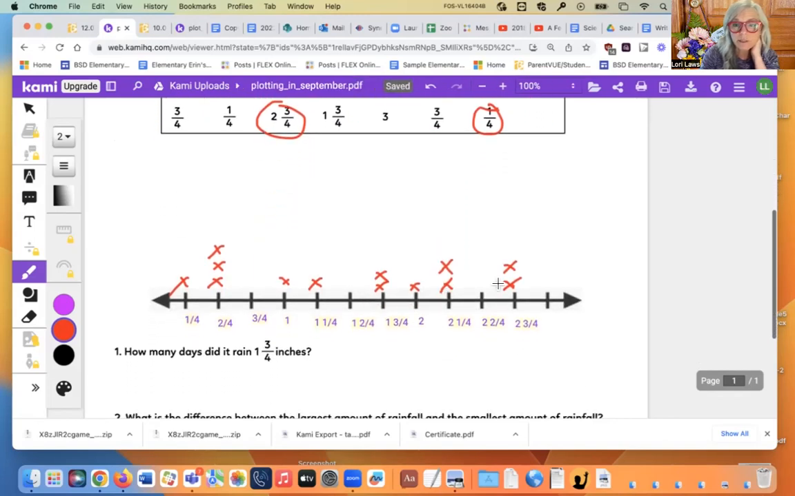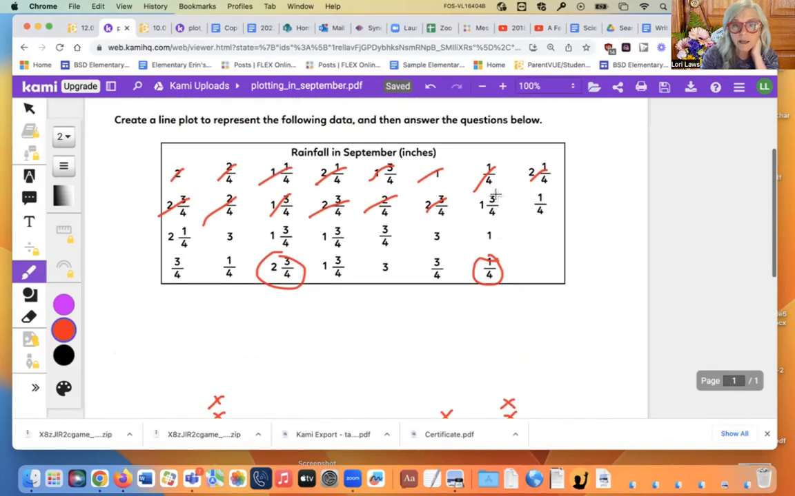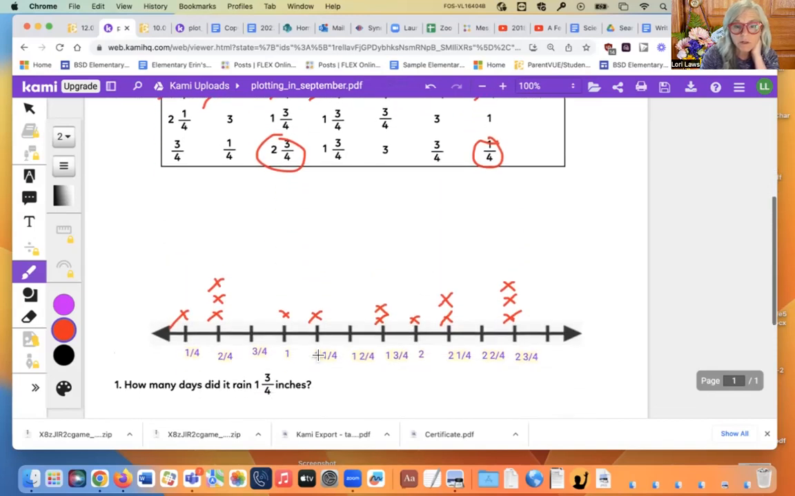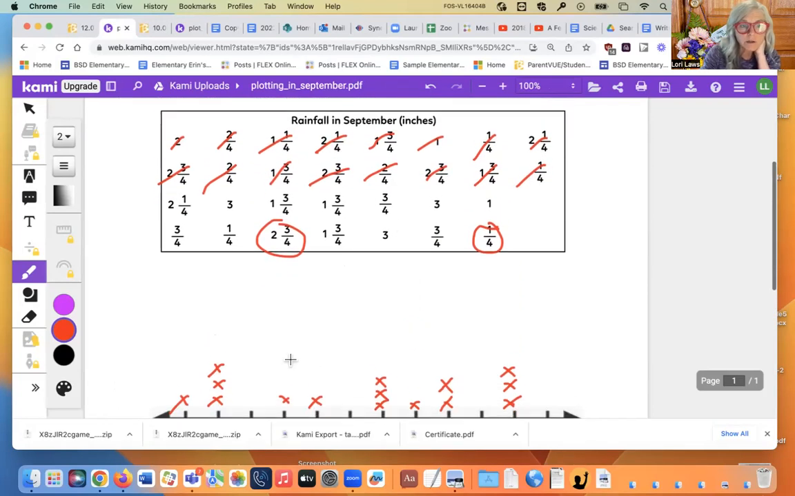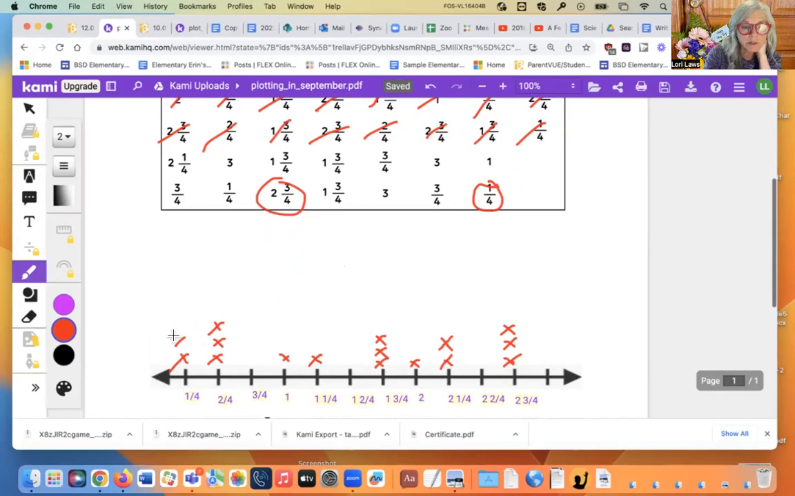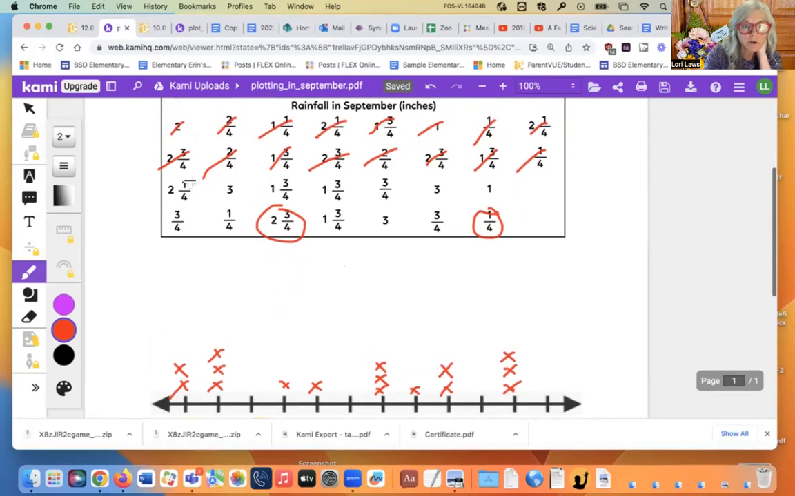2 3/4. I heard that we had a record for a hot day on Friday. 1 3/4. Here it is. Well, there's quite a few of those too. 1/4. Oh, I'm down to my last row, last full row. 2 1/4.